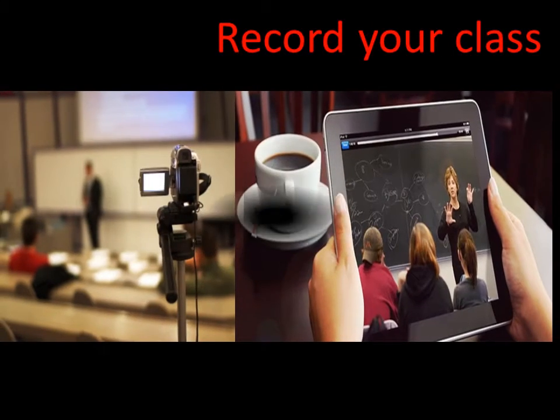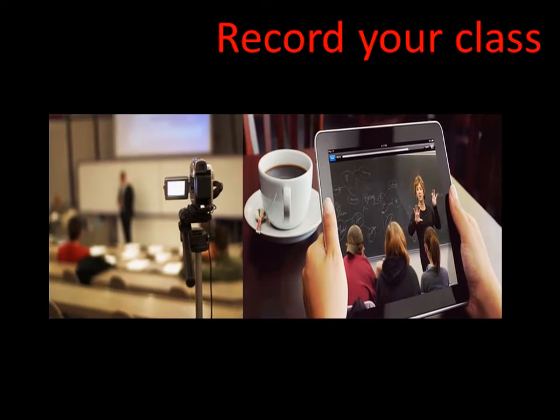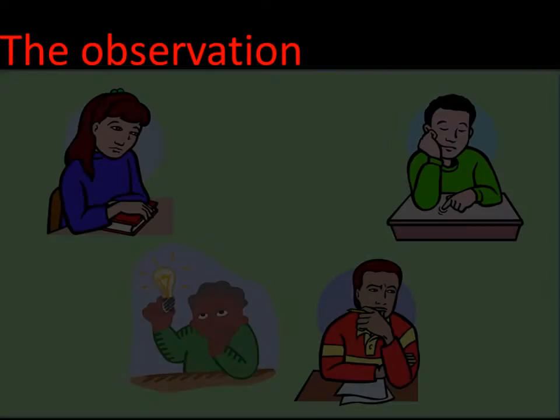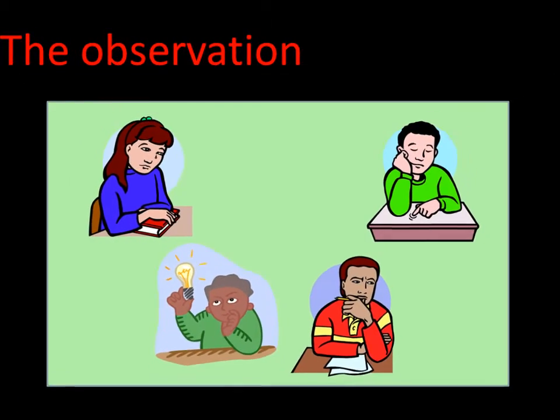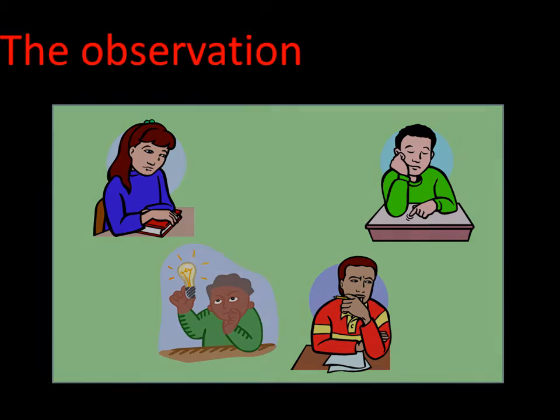Another way to do this evaluation is to record your English class. Maybe this could be the best option because you have to make your own suggestions and be honest enough to improve your skills. The last way to evaluate our teaching is observation in our classroom.